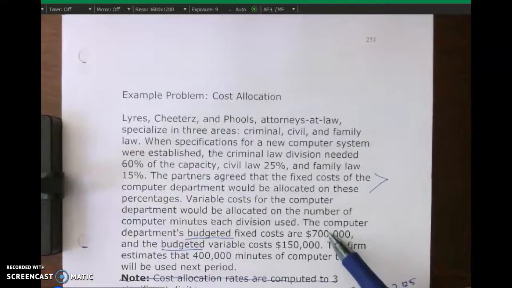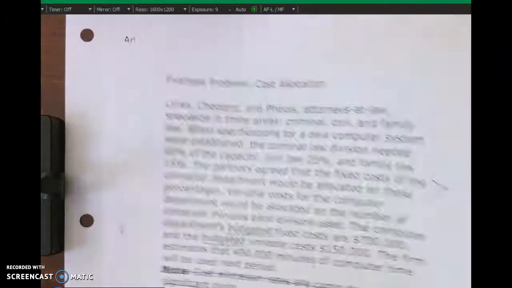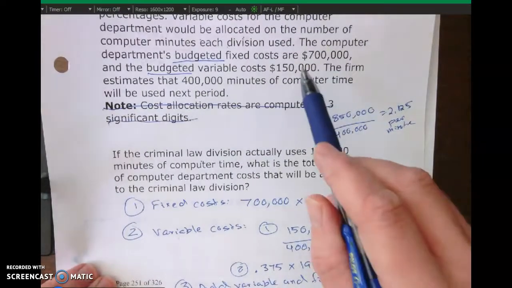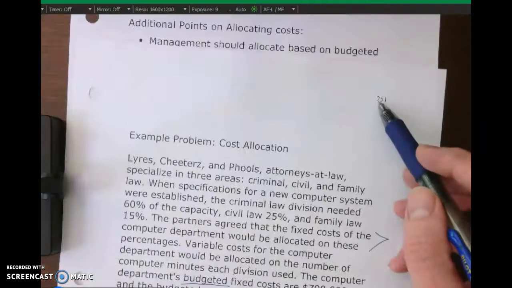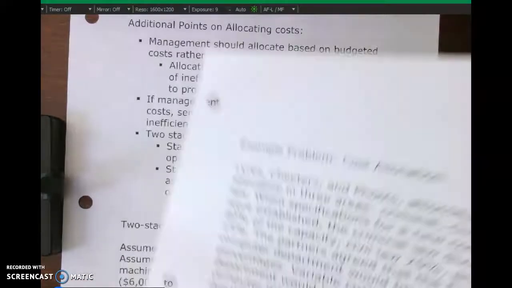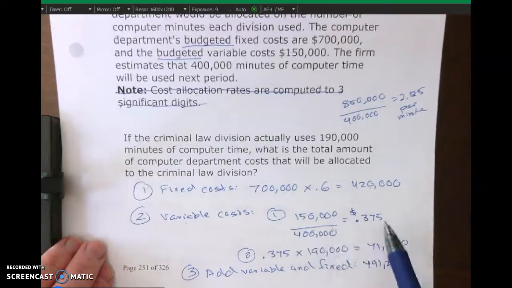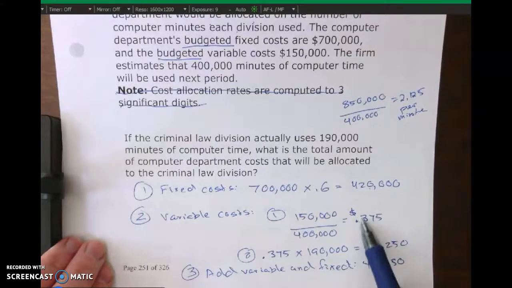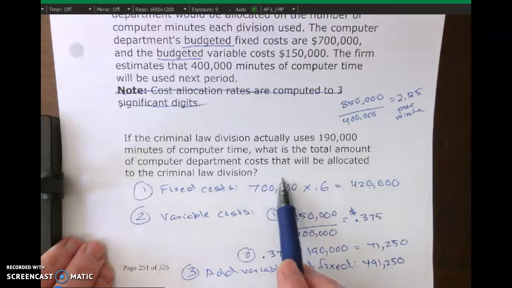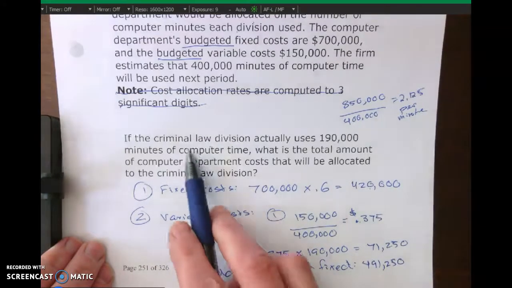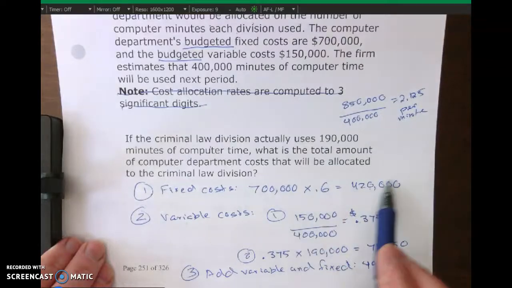So again, look what goes into the numerator when we're calculating this out: $150,000 budgeted variable costs, and that was on page 251 of your course pack. And so if we used actual costs over here, first of all, this could change all the time. And if we use actual costs even over here, this would change. And so first of all, it makes it really hard for the criminal law division to budget because they don't know how much cost they're going to get.